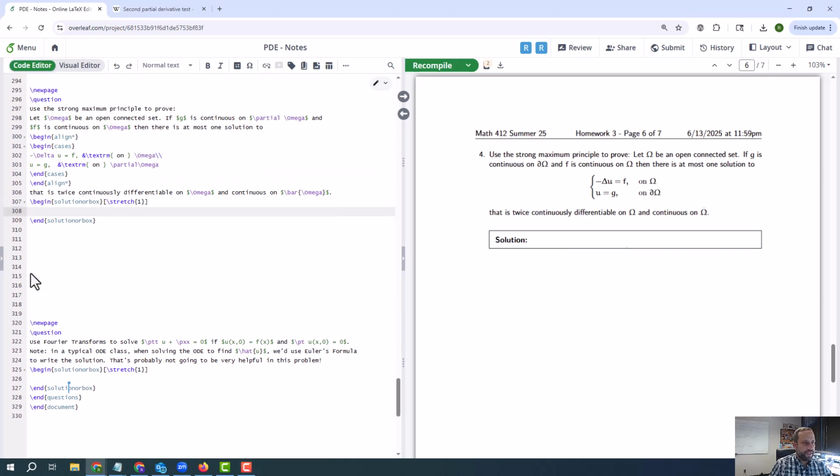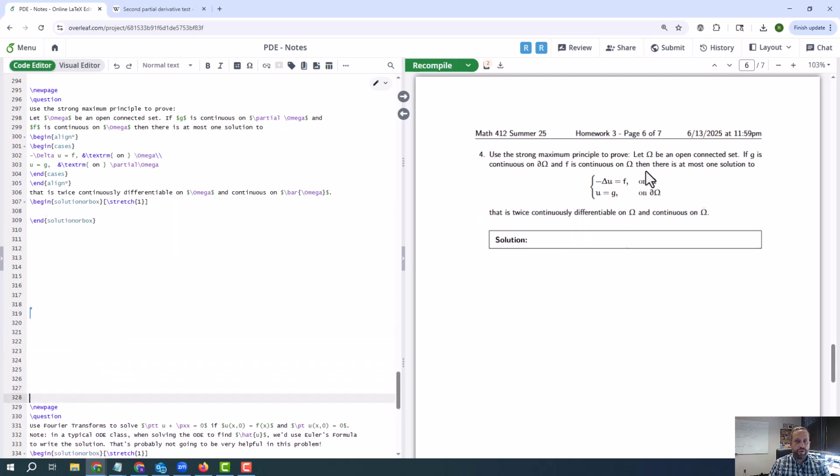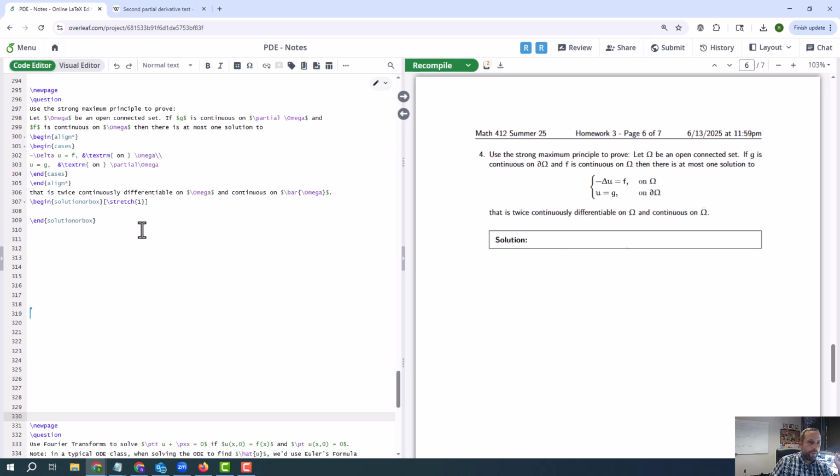Okay, sorry about that. Use the strong maximum principle to prove the following. Let omega be an open connected set. If G is continuous on the boundary of omega and F is continuous on omega, then there's at most one solution to this problem that is twice continuously differentiable on omega and continuous on the closure of omega. There's a little bar there that's hard to see in the notes. Okay, so we're going to do a very, very standard thing here.